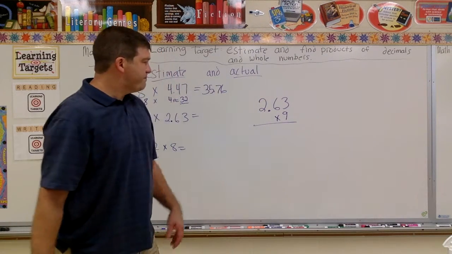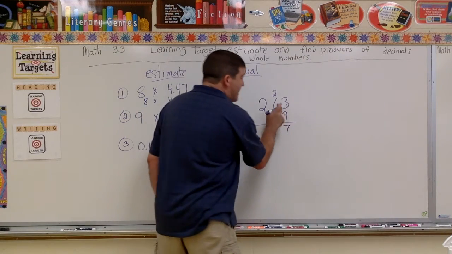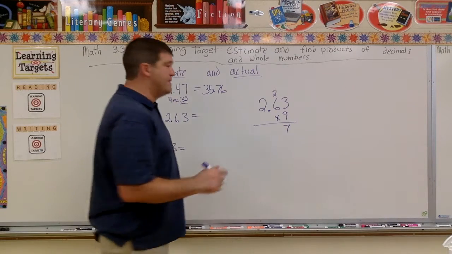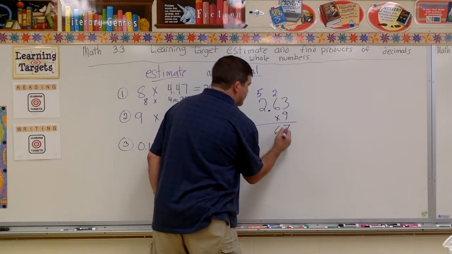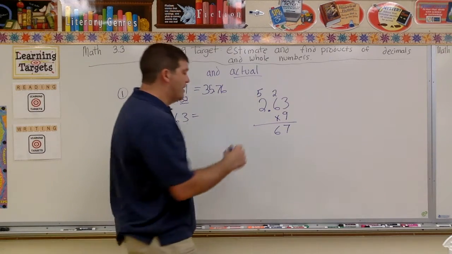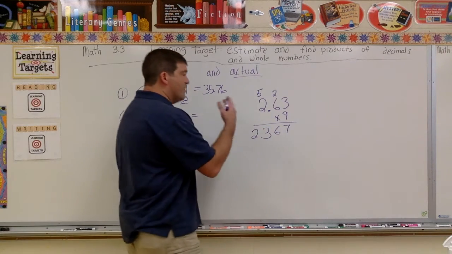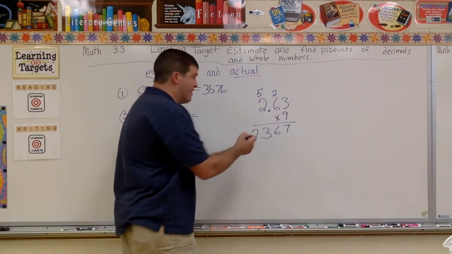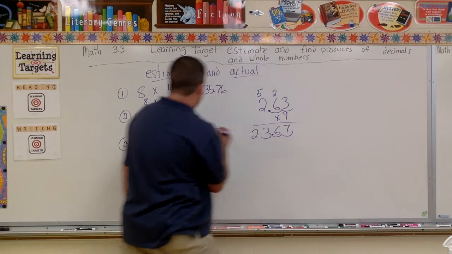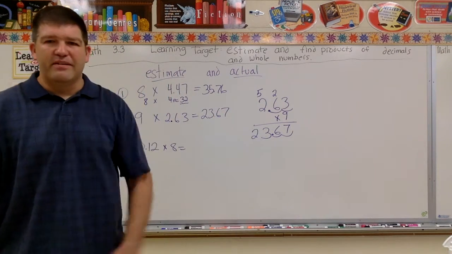Okay, now, I can do it. 9 times 3 is 27. 9 times 6, 54, plus 2 is 56. 56. 9 times 2 is 18. 18 plus 5 is 23. Okay, 2, 3, 6, 7. I'm going to move out my decimal and move it back in. 1, 2, 1, 2. My answer is 23.67. I forgot to do an estimate.